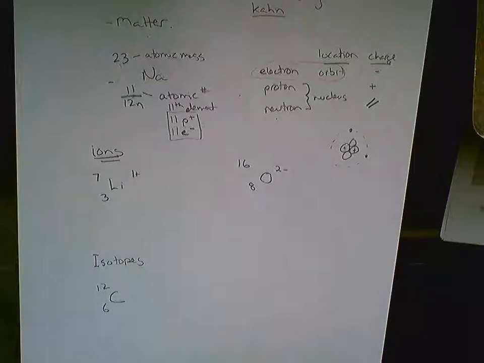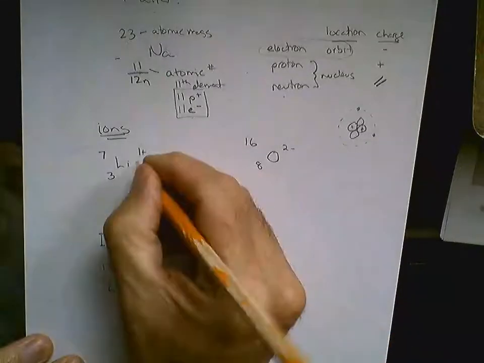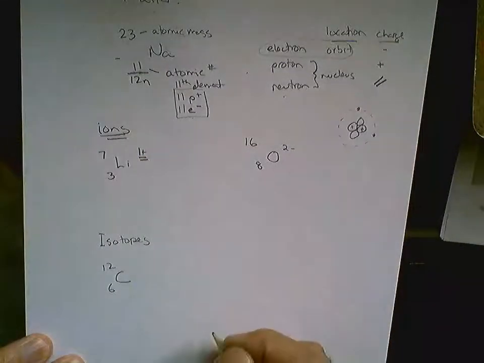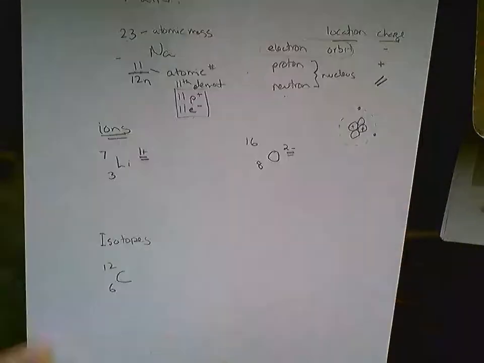Ions mean things that have charges. You might ask, how do I know if something has a charge or not? You have to be told. It will have to say 1 plus or 2 minus. In the periodic table, nothing has a charge. So when they give you a question, they'll have to say lithium 1+ or oxygen 2-.